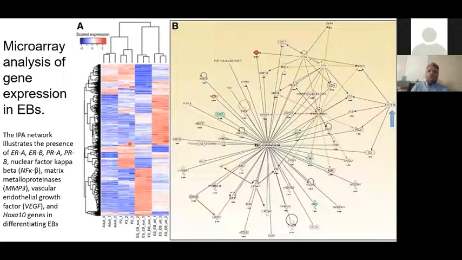Now, we also looked in these sorted cells by microarray, and we did the Ingenuity Pathway Analysis and IPA network. It showed all the markers, including ERA, ERB, PRA, NF-kappa B, matrix metalloproteinase 3, VEGF, which is a marker for vascular integrity, and Hoxa10 in these differentiation.